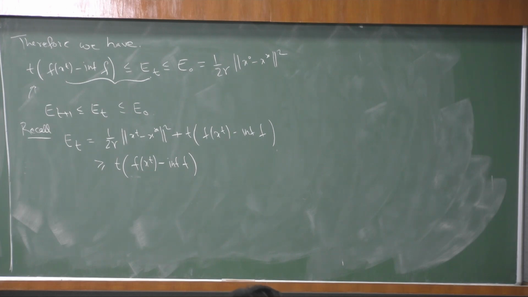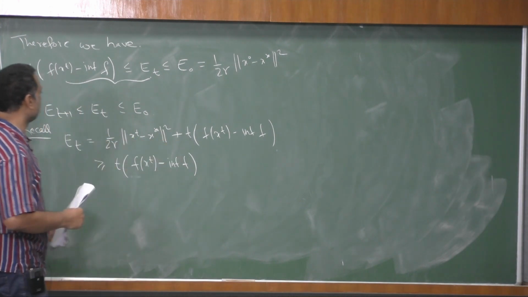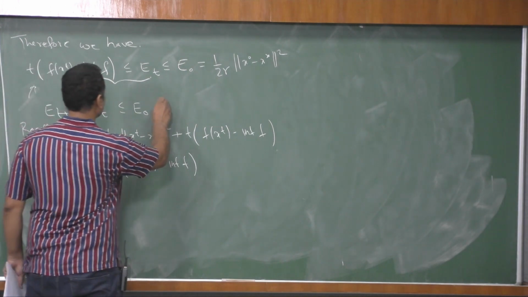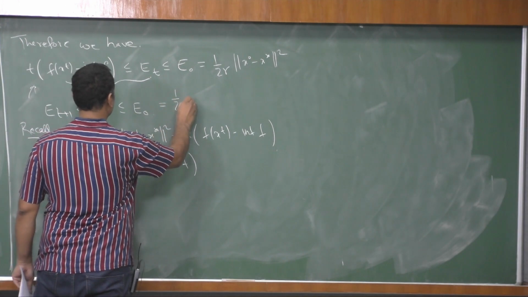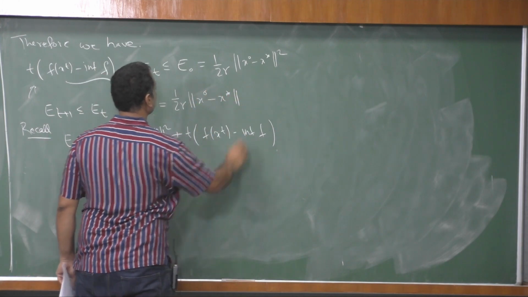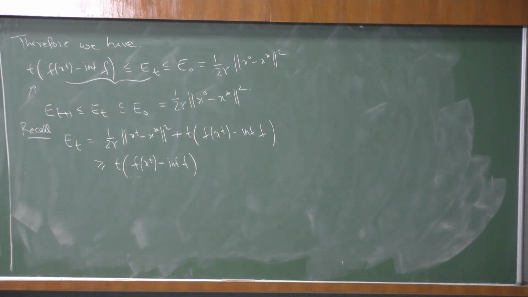So E_0 is when, what happens at 0? Why is E_0 1 by 2 gamma? Okay, only the first term remains. At t equals 0, this term itself is 0. So E_0 is just this term. For t equals 0, it's 1 by 2 gamma norm of x0 minus x star. Right. So this justifies this inequality, right?